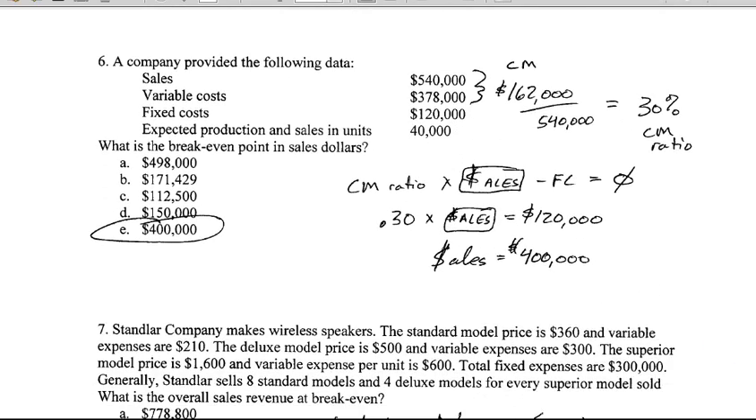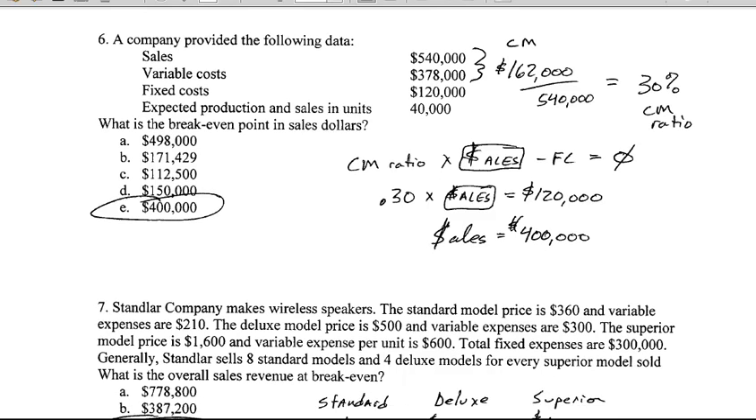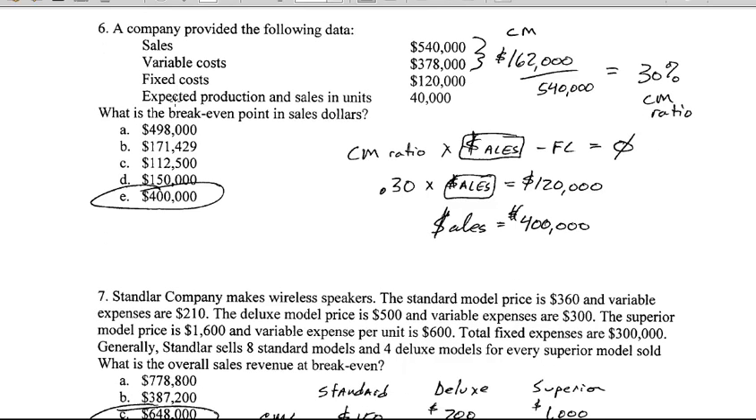Question number 6. A company provides the following data. You have sales, variable cost, fixed cost, expected production, and sales in units. And then it asks what's the break-even point in sales dollars. Now, there are several different ways to do break-even. However, if all they're giving you is the sales and the variable cost in total amounts, which they are here, then to calculate break-even, you have to use the contribution margin ratio formula.